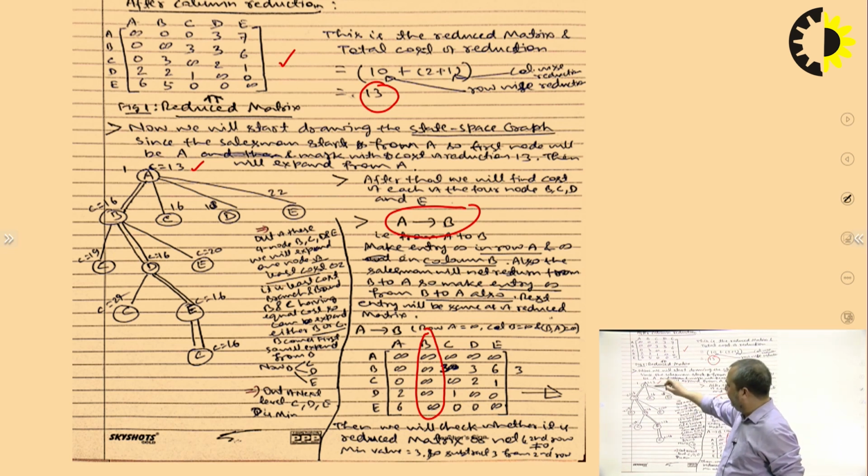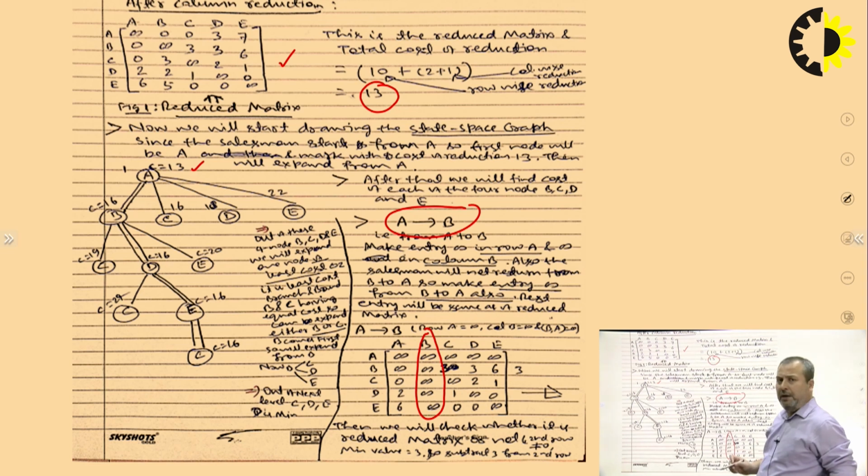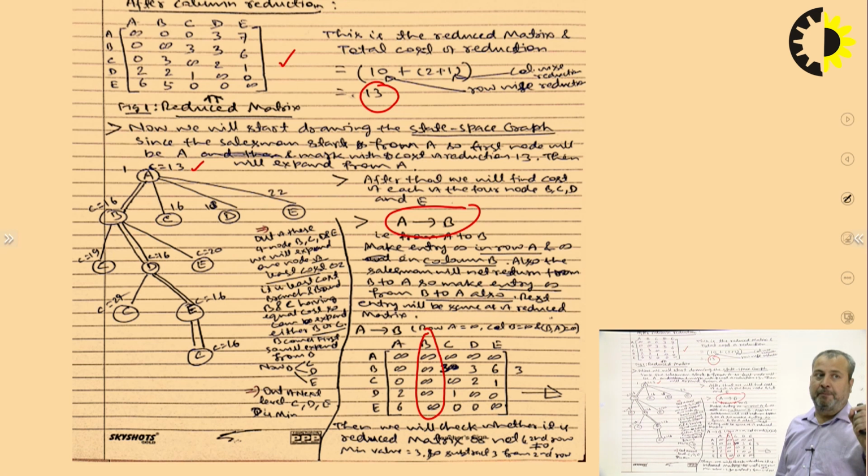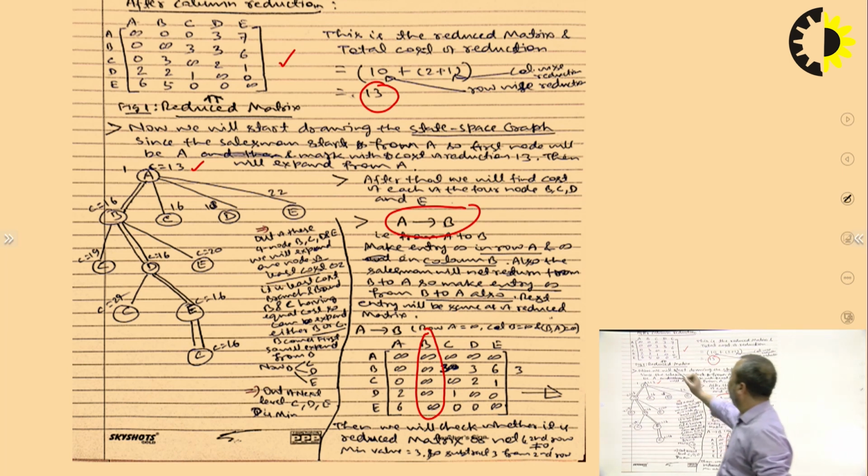Similarly, when we find the cost from A to C, what will we do? Row A and column C entries will be infinite. Along with that, we also have to put B to A in the reduced matrix as infinite, because we cannot traverse back. If the salesman starts from A to B, he is not allowed to visit from B to A. So the cost from B to A must also be put as infinite. B to A is here 0, so we also have to put this B to A as infinite.